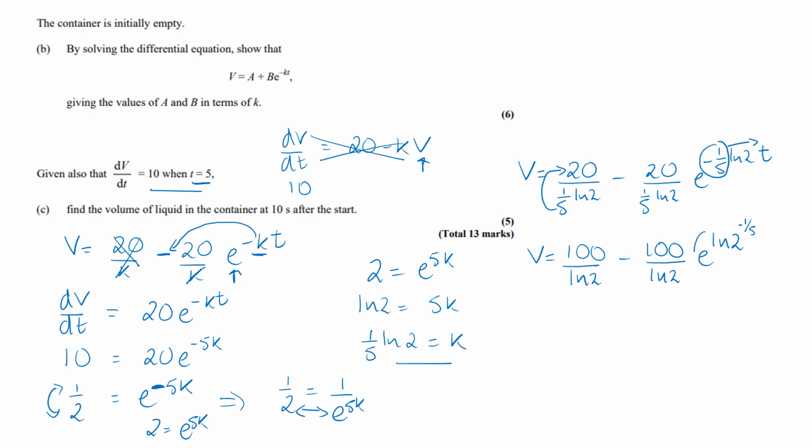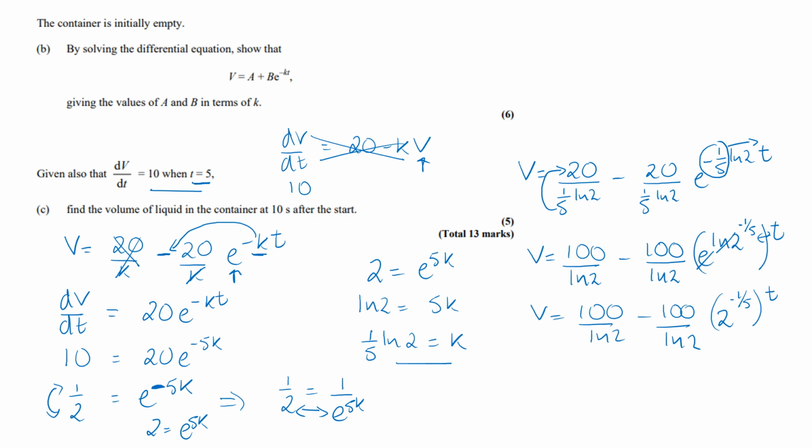So what we can do is put the t on the outside, because that would cause those two to be multiplied, and then we can cancel our ln's. So V is going to be 100 over the ln of 2 minus 100 over the ln of 2, and then it's going to be 2 to the minus 1/5 all to the t.